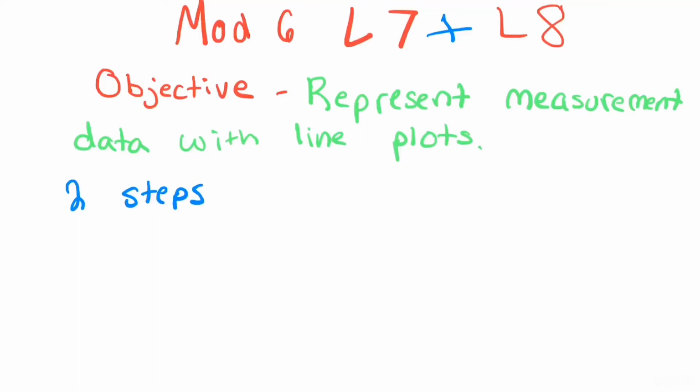All right, so for Module 6, Lesson 7 and Lesson 8, they have the same objective. So that means you're going to be doing the same thing, but you just might be practicing a couple different ways. So I'm going to show you 7 and 8 together. So the objective is represent measurement data with line plots. So there's 2 steps to that.